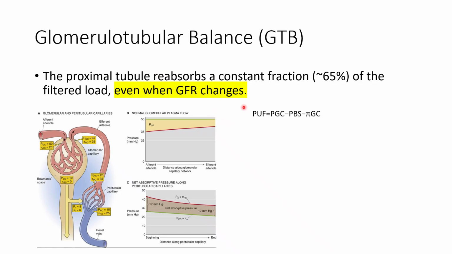So you have to remember this one equation. Basically, we have discussed it earlier. PUF is the ultrafiltrate. Ultrafiltrate is basically what is being formed inside the tubule after passing through the glomerulus. So it is determined by PGC, the hydrostatic pressure inside the glomerulus, minus the hydrostatic pressure inside the Bowman space, minus pi GC, that is the oncotic pressure inside the glomerulus. And the net number that comes after all this determines the ultrafiltrate. We will discuss this diagram in the next slides.